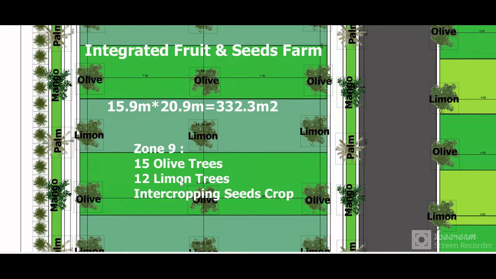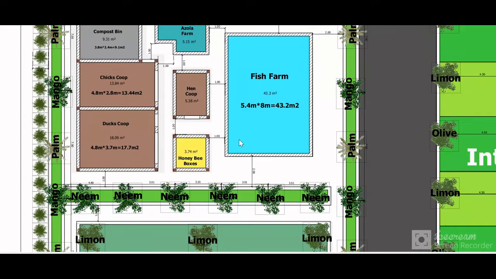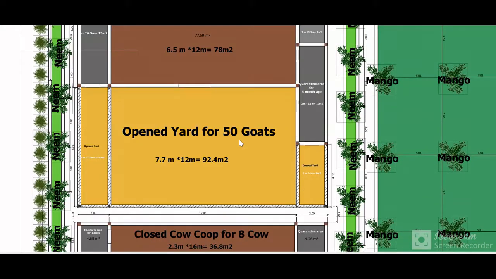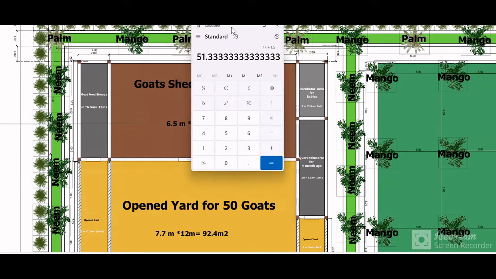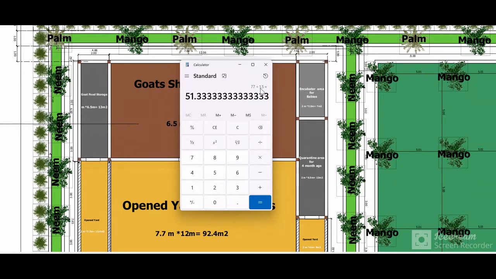Zone 10. Up to zone 9, this is all agriculture, but zone 10 is the animal zone. We have a wide range of animals you can start with, because the distance and the area are standard for meat animals. Here is a shed of goats. This is the shed or closed area of the goats. It is enough for 40 or 50 goats, because it is about 77 square meter. Each goat inside the closed area needs 1.5 meter, so 77 square meter divided by 1.5 is about 51, or 50 goats.